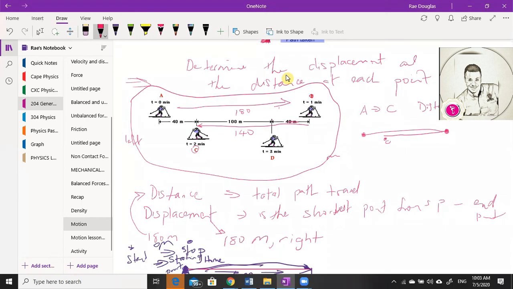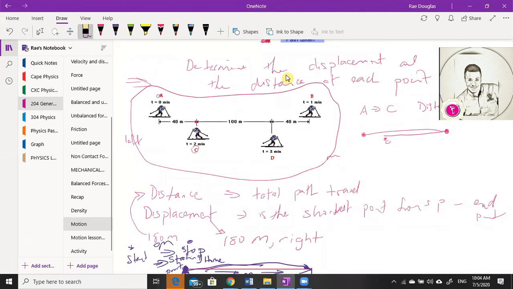Now, in regards to finding the displacement for AC, this is A, which is my starting point, and C, which is right here, which is my ending point. The shortest distance between that is going to be 40. You understand? Yes, sir. So that's what we're talking about.